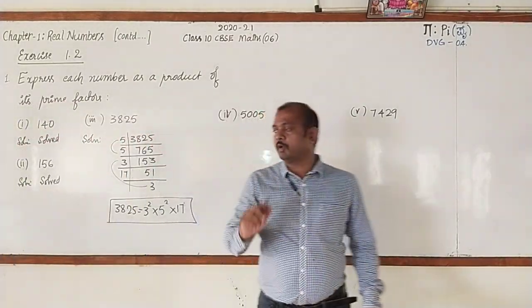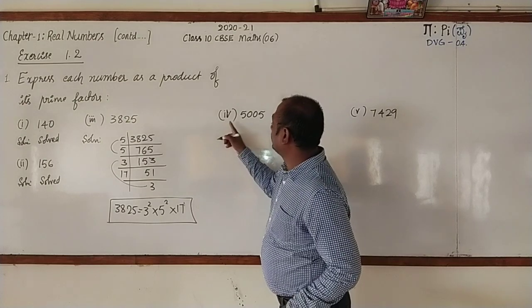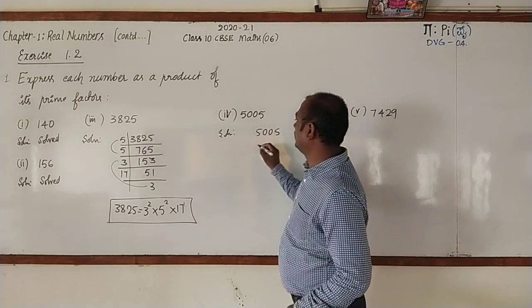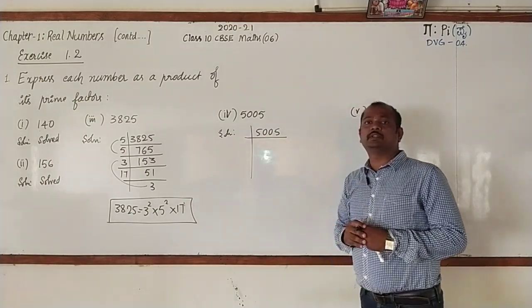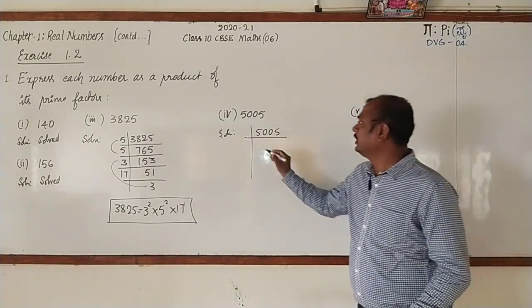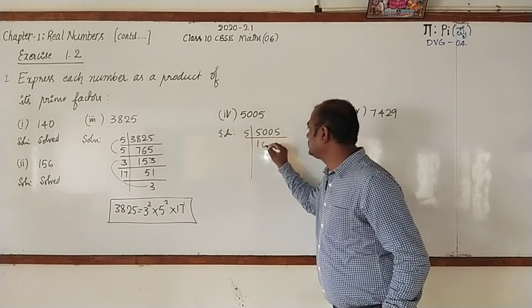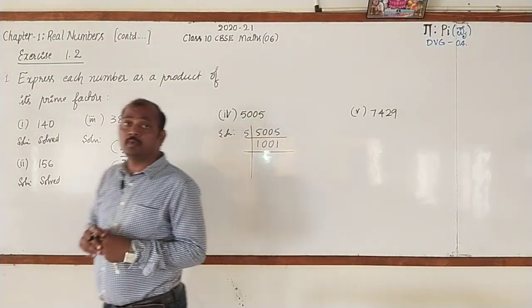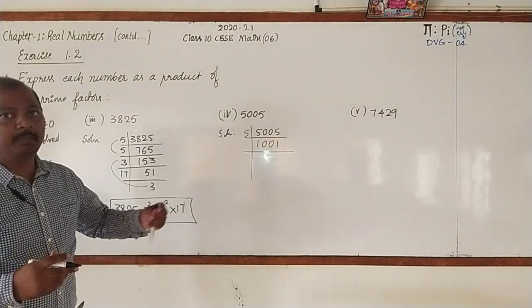Now observe the next one. Sorry, the fourth one. It is 5005. And again, this number ends with 5. Start dividing it by 5. 5 ones are 5, zeros, zeros, then 5 ones are 5. Then 1001 is there. By which number can it be divided?